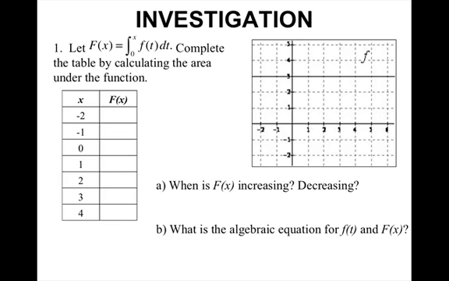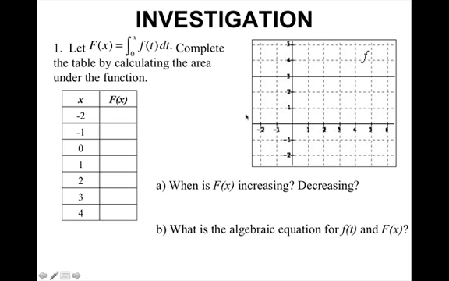Alright, so we're going to do a little investigation. I want you to let capital F of x equal the integral from 0 to x of little f of t dt. You're going to complete the table by calculating the area under the function. Then once you're done, we're going to look at when F of x is increasing and decreasing, and what is the algebraic equation for little f and big F.